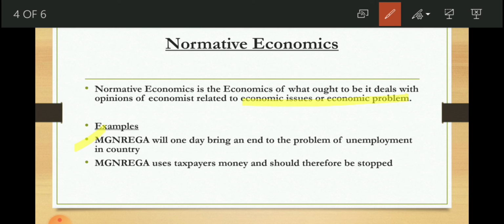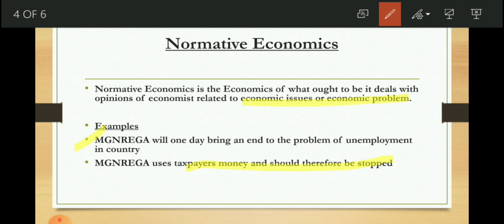Let's look at the second statement. It said MGNREGA uses taxpayers' money and should therefore be stopped. Someone said that in MGNREGA we are employing what? We are employing our taxpayers' income. Our taxpayers' income is being used to provide employment to the people. So we should stop, because people think that the tax we pay should be used for our development, not for other people's development. It should be used for developing infrastructure facilities rather than providing employment facilities to such kind of people. So it is also someone's opinion.